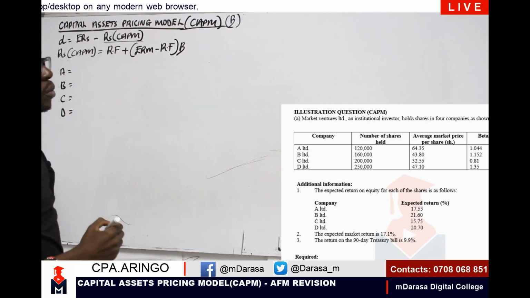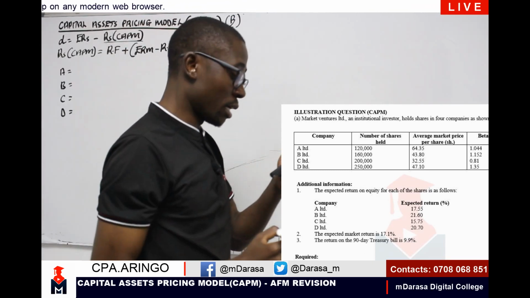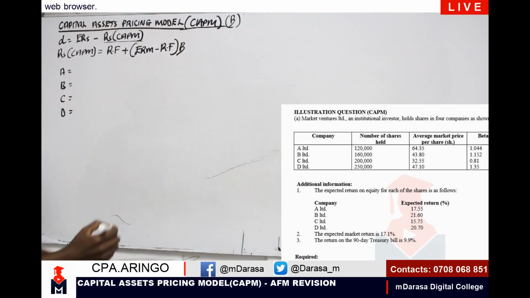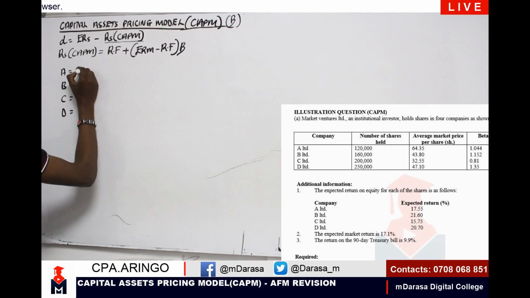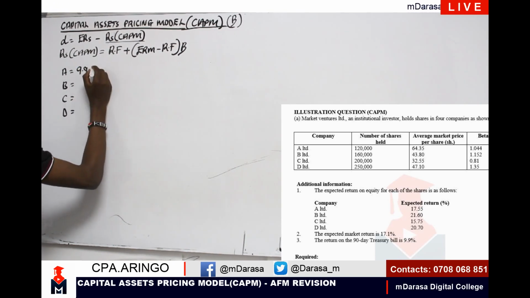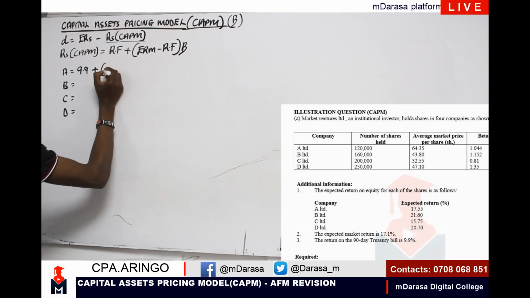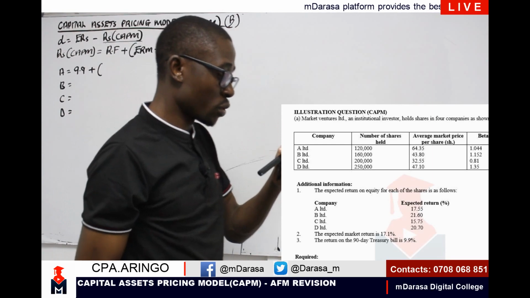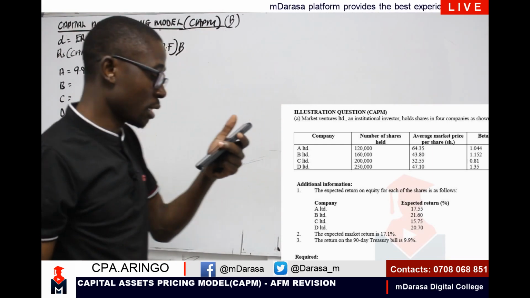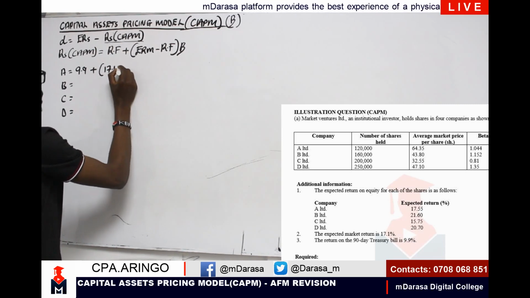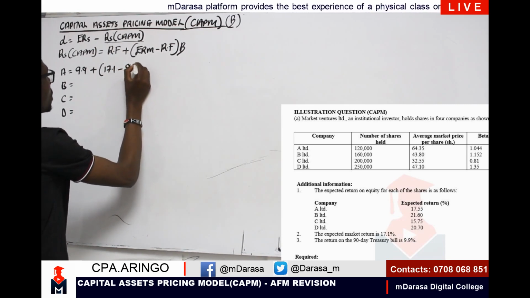Risk-free, which you are told in note number 3, the return on the 90-day treasury bill is 9.9%. So my risk-free basically is 9.9. We need to add the expected return of the market. Expected return of the market was given in note 2. The expected market return is 17.1 minus our risk-free, which is 9.9.